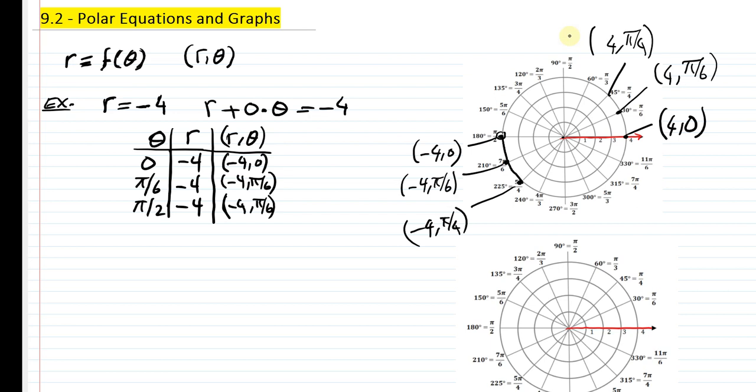So if I connect these dots, you can see the graph ultimately is going to give me a circle, right? Therefore, the graph of r equals -4 is going to be a circle. Now the radius of this circle is the absolute value of -4, because radius is positive, so the radius is 4. You see that?